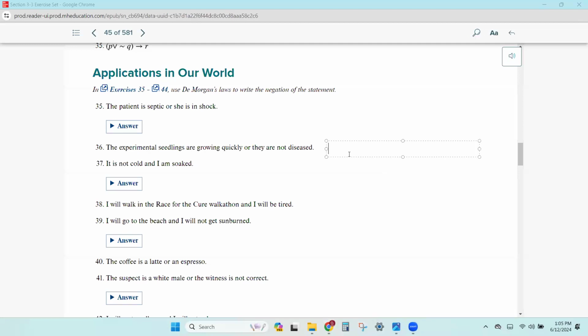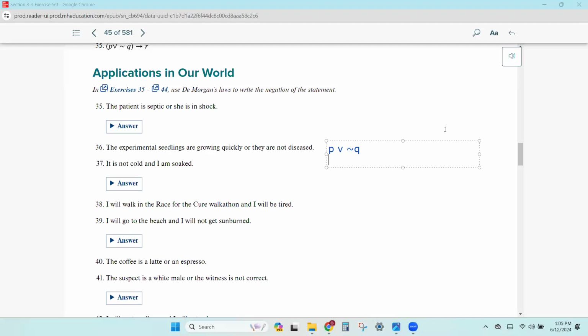P would be experimental seedlings, and Q would be diseased. So it's P or not Q. That's the original statement. Right there, P is the experimental seedlings are growing quickly, and Q is they are diseased, and then we negate it to give us that negation there.